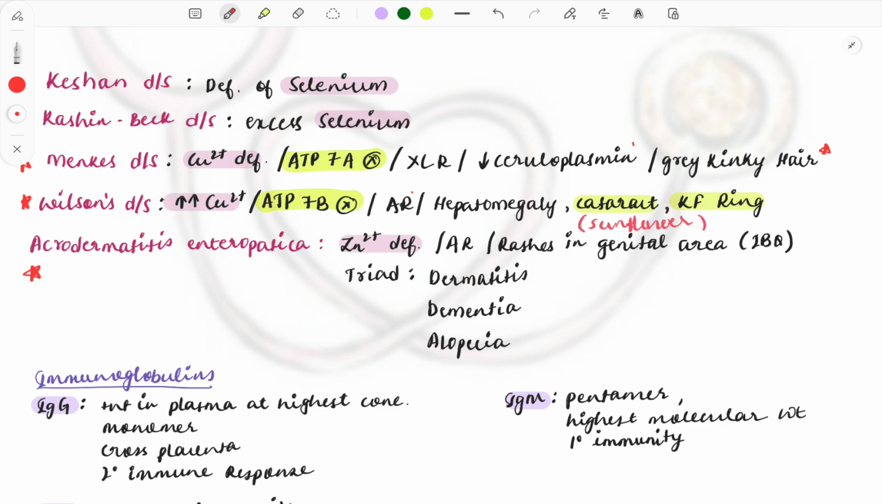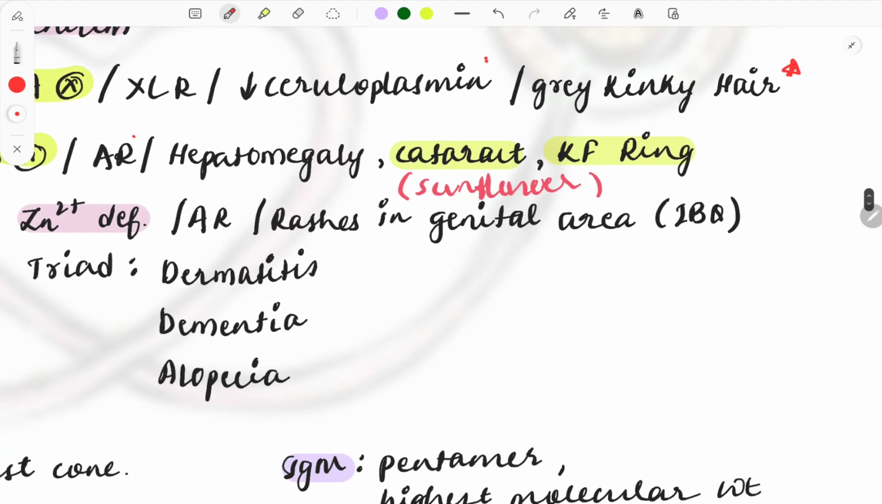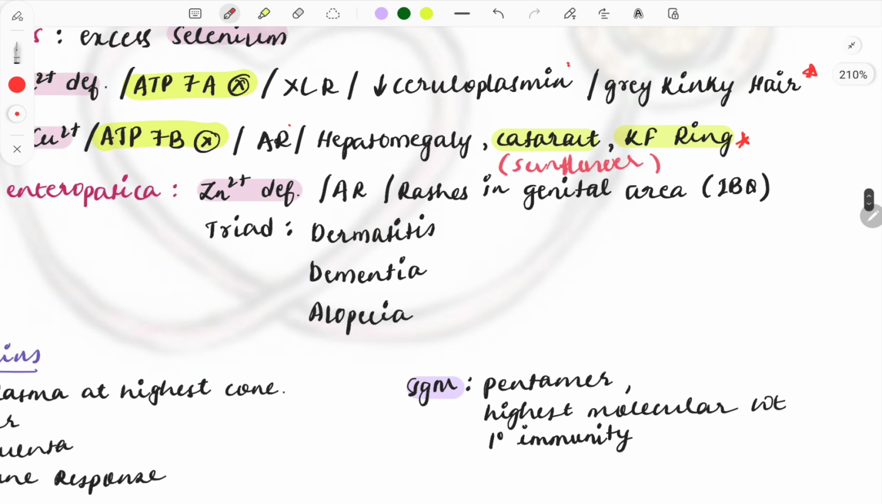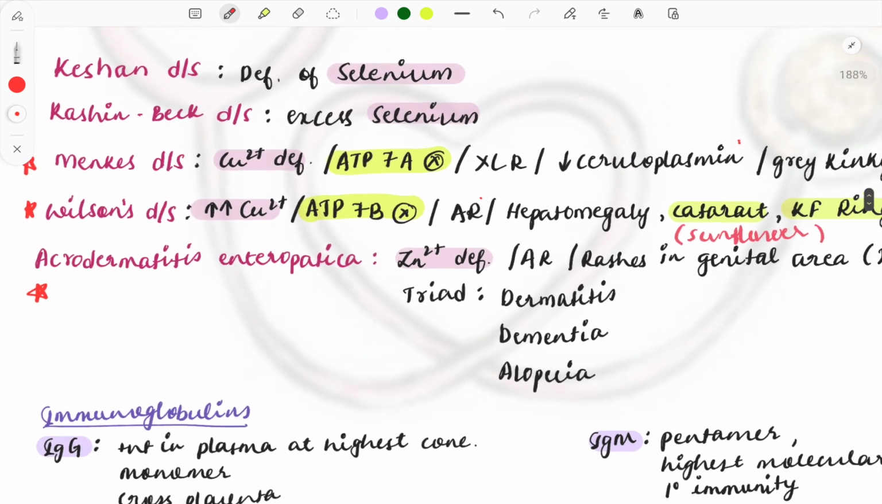Then autosomal recessive and hepatomegaly, cataract and the KF ring. So these are the ophthalmological findings, the cataract and the KF ring. So important from the ophthalmology point of view also, and an image based question can be asked on this. Okay. So this is about Wilson's disease.